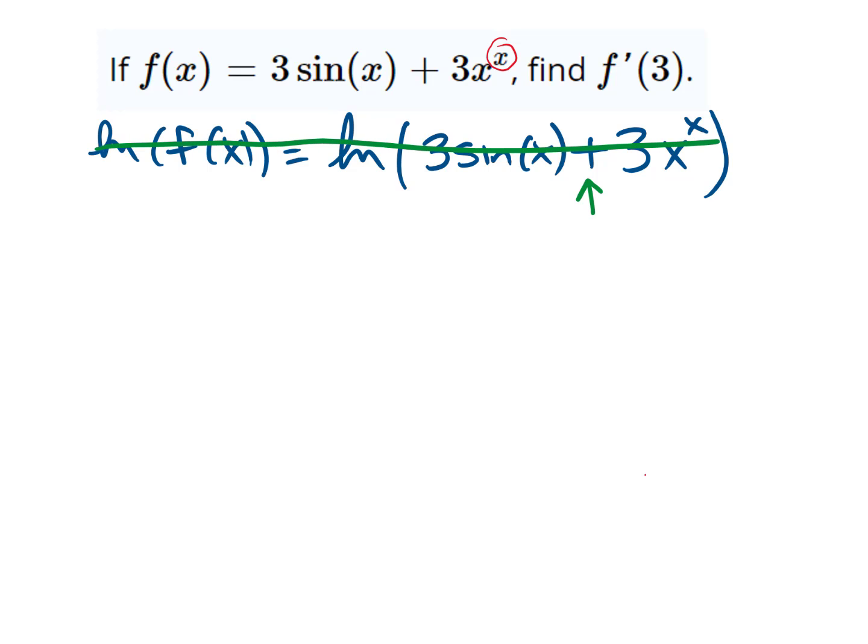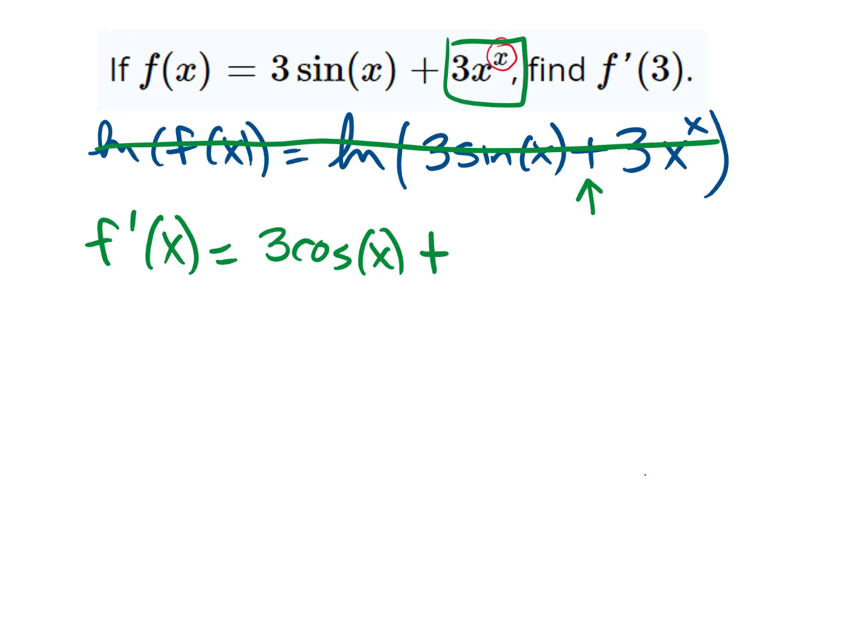So instead of doing that, I'm just going to go ahead and take the derivative of both sides. And the derivative of 3 sine x is 3 cosine x. And then I'm going to add to that the derivative of 3x to the x. Now, I can't do that one without taking the log of both sides, so I'm going to go off on my scratch paper and find the derivative of 3x to the x, and then I'll put it in right here.